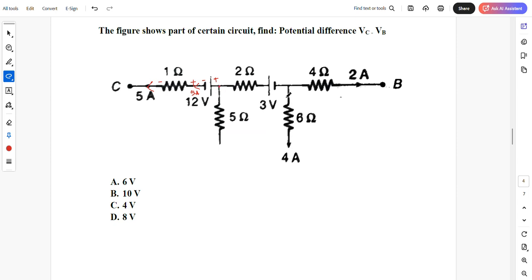5 amperes of current is flowing from here, right? And this is how many amperes? 4 amperes. And here it is 2 amperes. Then how many amperes of current should flow from here? 6 amperes of current should flow here. Then only 4 amperes can flow here and 2 amperes can flow here, right? Because 4 amperes of current is flowing here, 2 amperes of current is flowing, and here 6 amperes of current is flowing, right?